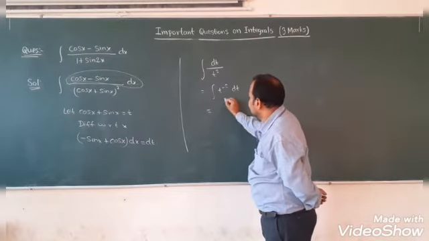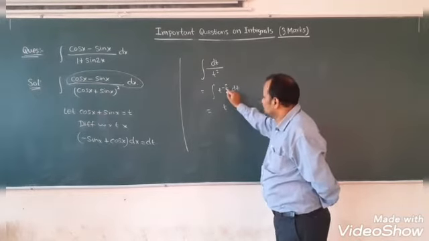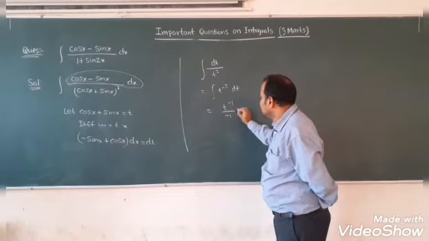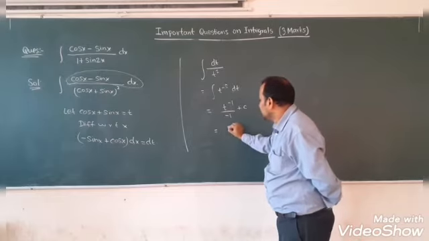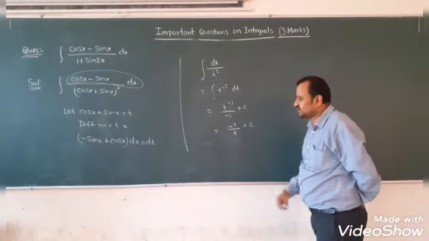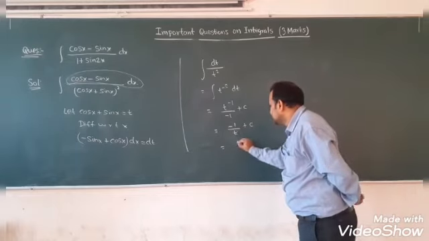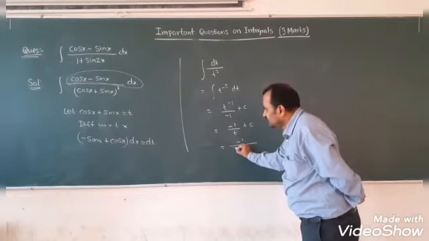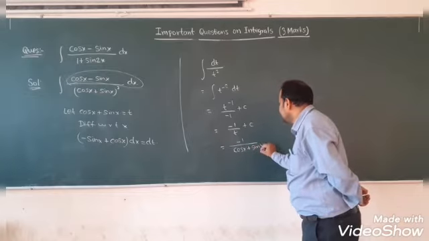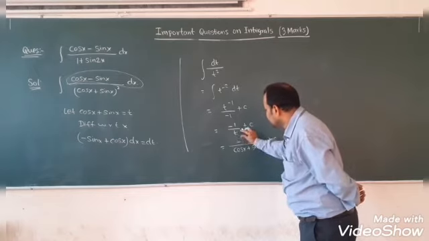What is the integral of t power minus 2? This is t power minus 2 plus 1, so minus 1, divided by minus 1, plus c. Or we can say minus 1 by t plus c. But what is t actually? t is nothing but cos x plus sin x. So this is minus 1 by (cos x plus sin x) plus c. So this is the required answer.